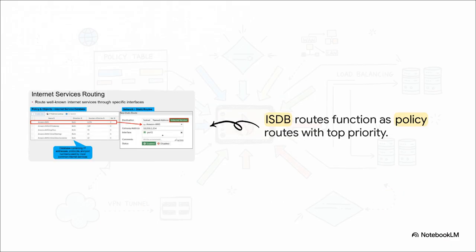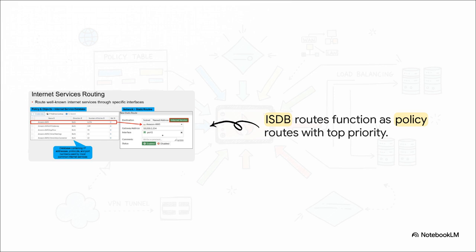Enter the Internet Service Database, or ISDB. The ISDB acts like a dynamic VIP lane. Fortinet constantly updates this massive database of IPs associated with major internet services. So you simply apply the Amazon AWS object directly to your static route.